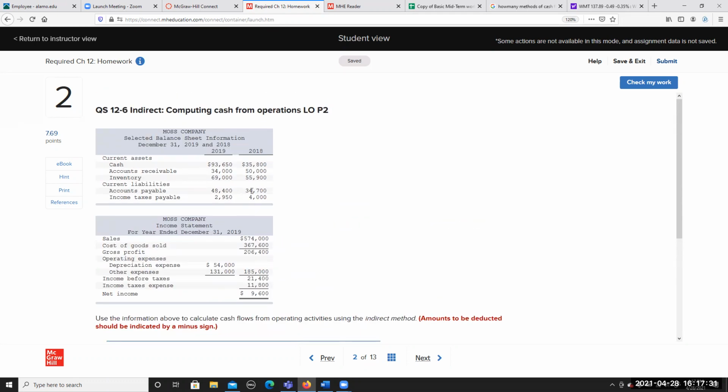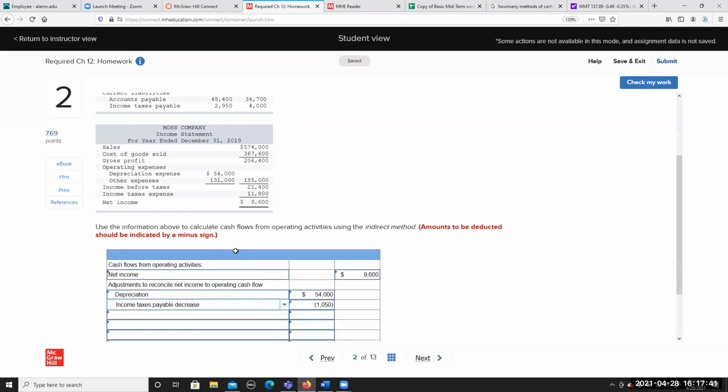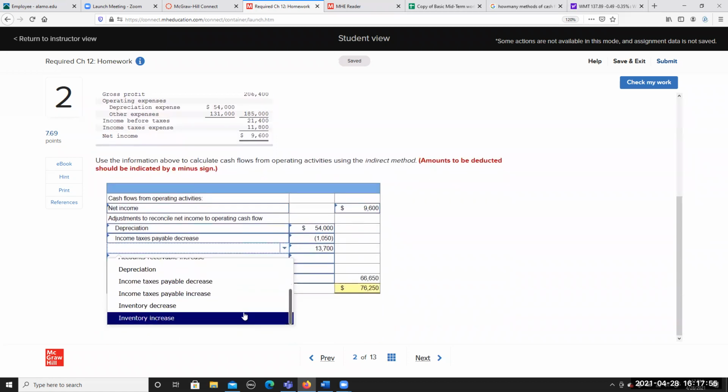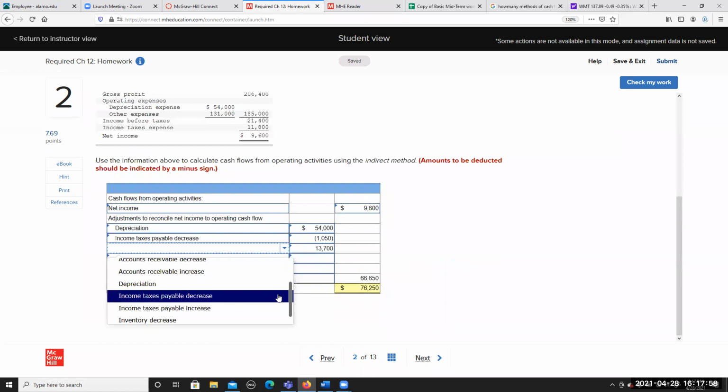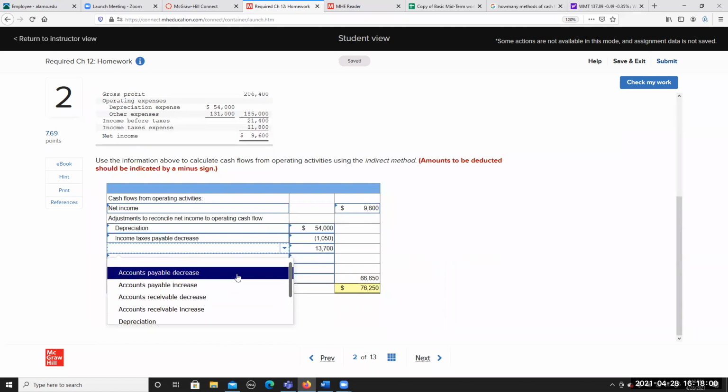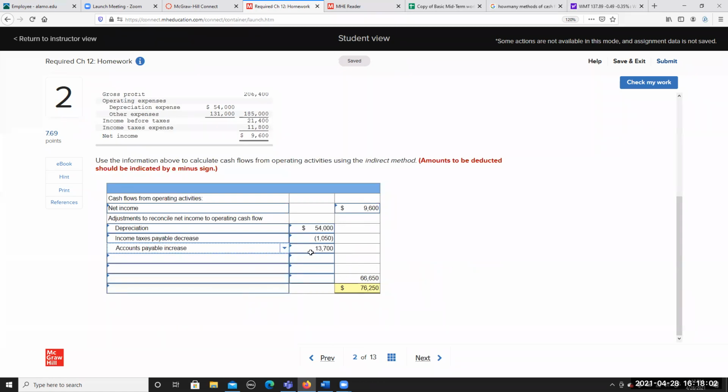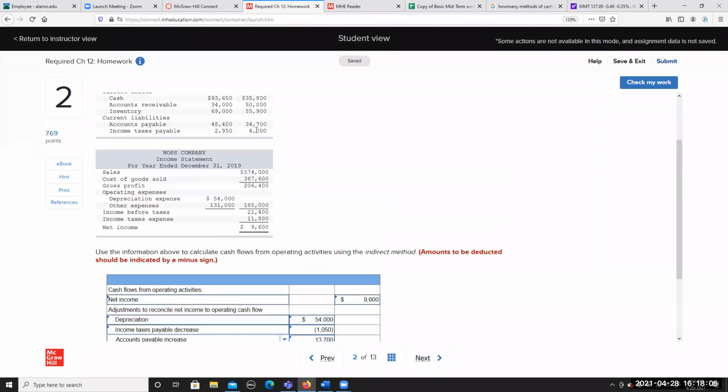Let's go on to payables. You owed $34.7, and now you owe $48.4. So your liabilities went up. So that means, let's see, 48.4 minus 34.7, so 13,700. The increase in payables is plus because you're not using your money to pay people. Accounts payable increase. It went up, so cash goes up. So now look where you're at. There's that one, there's that one.